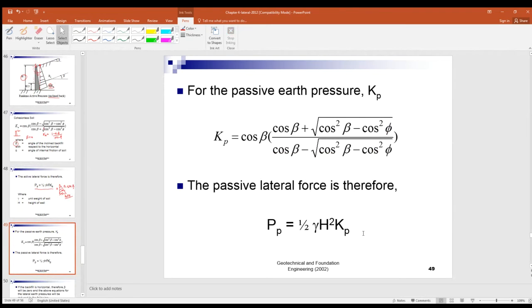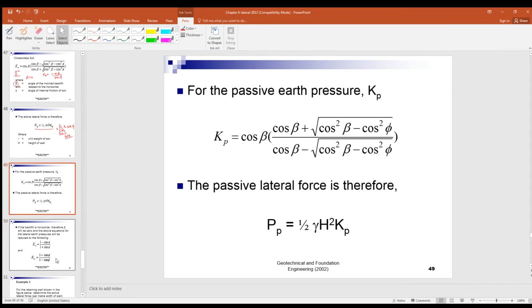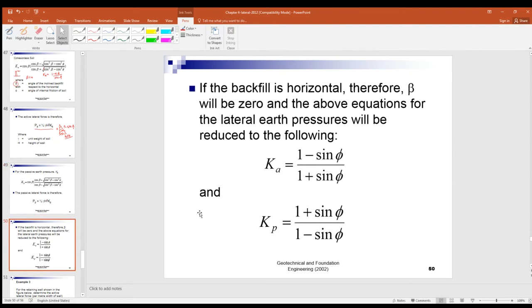And for passive, again, you have the other form of the formula. Again, the lateral force is given by half gamma H squared, but here with Kp, because we are talking about the passive pressure condition. Now it will give you back the earlier form if you set beta equal to 0.